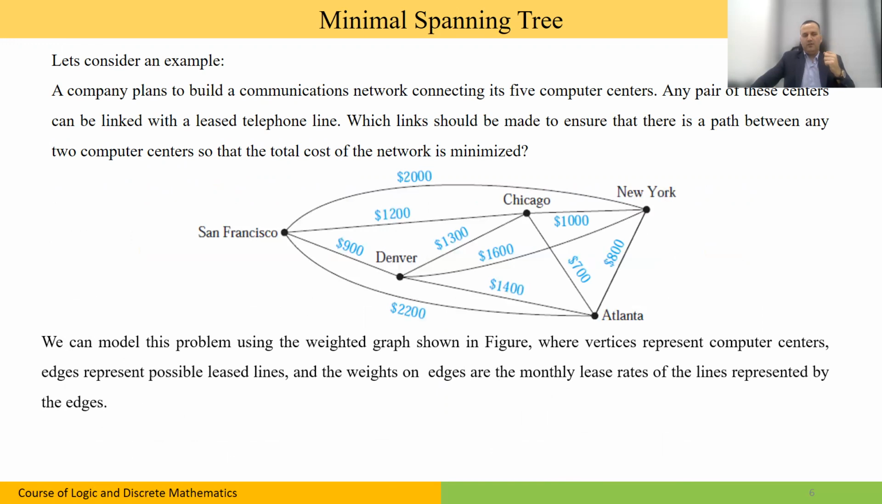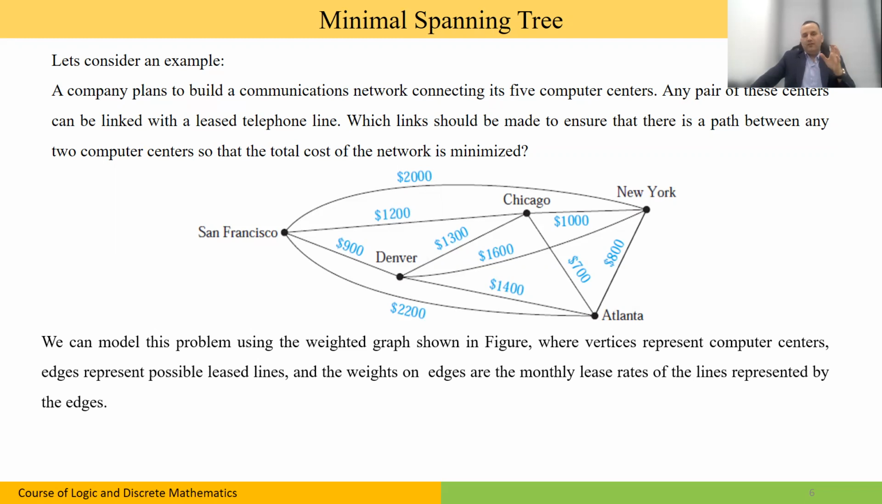Let's consider an example. A company plans to build a communication network connecting its 5 computer centers. Any pair of these centers can be linked with a leased telephone line. Now the question is, which links should be made to ensure that there is a path between any 2 computer centers so that the total cost of the network is minimized. So here we have 5 centers, and the ideal way is to connect each center to other centers.